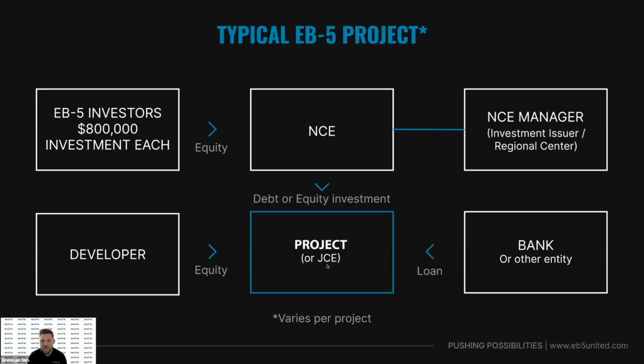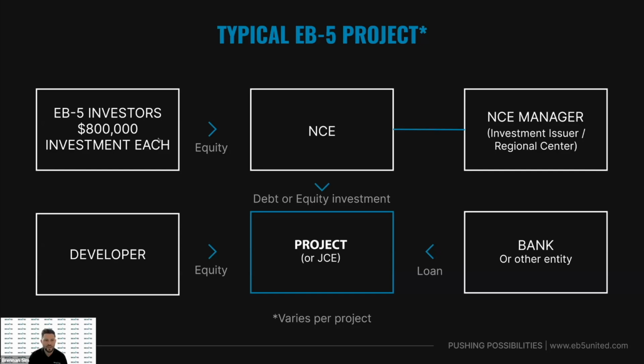The JCE is the job creating entity. The job creating entity is where the 10 jobs are created. That is the project that is owned by a developer. And then oftentimes you'll have a bank or some other type of lender or investor that's putting money into the project. At the end of the EB5 loan, then the JCE will have to repay the NCE.